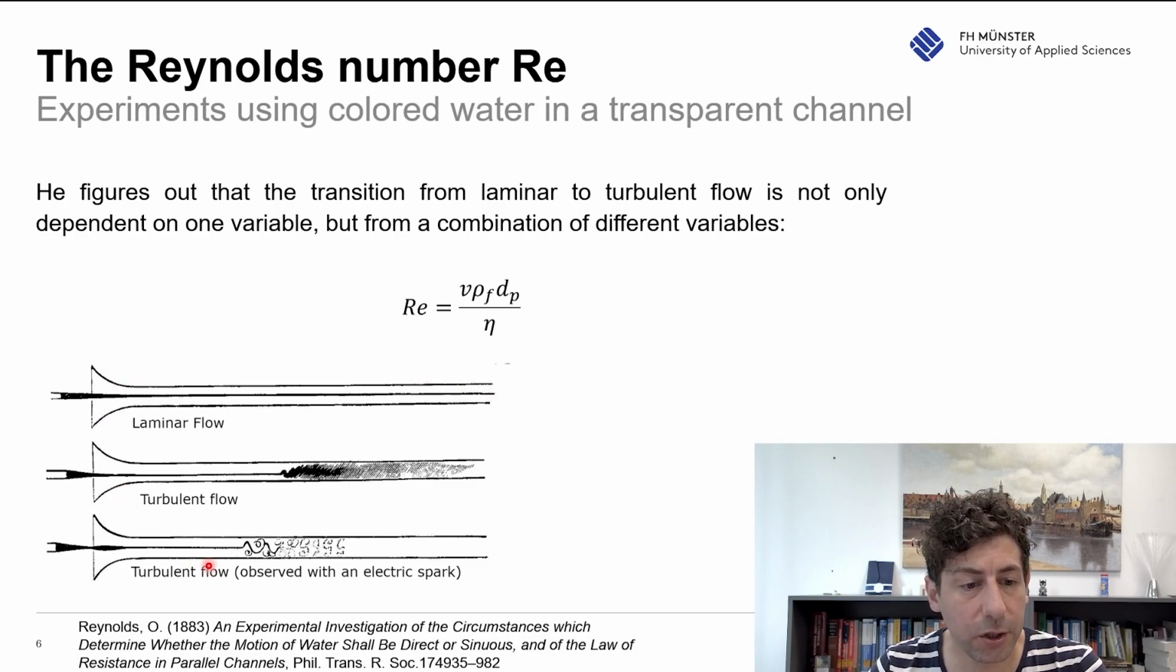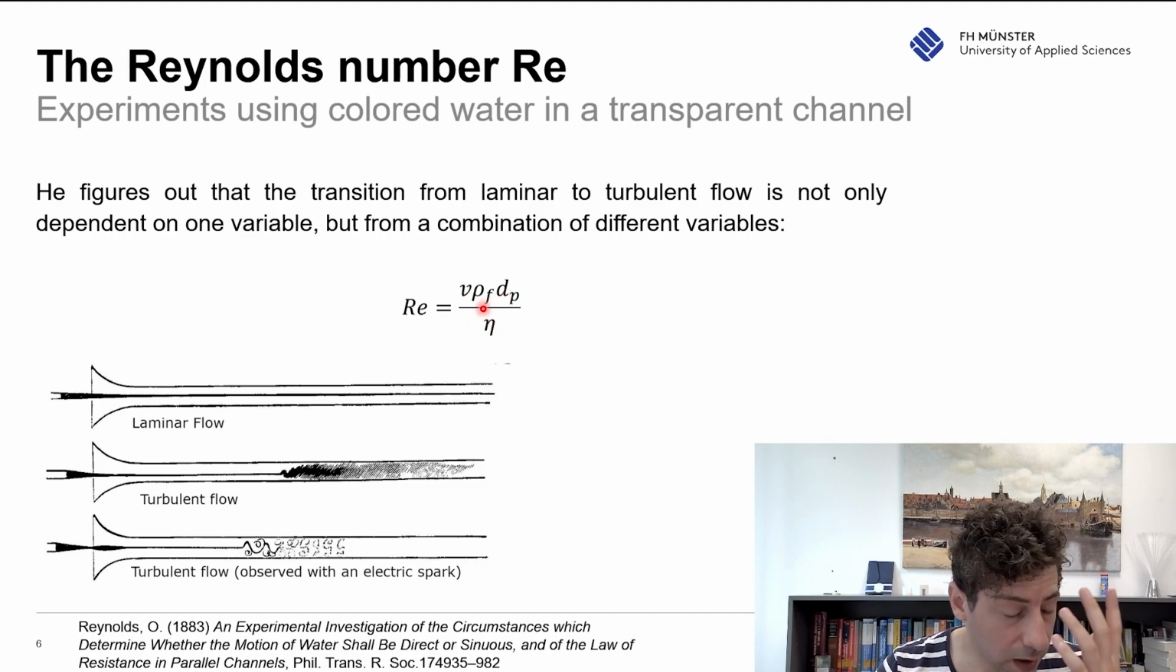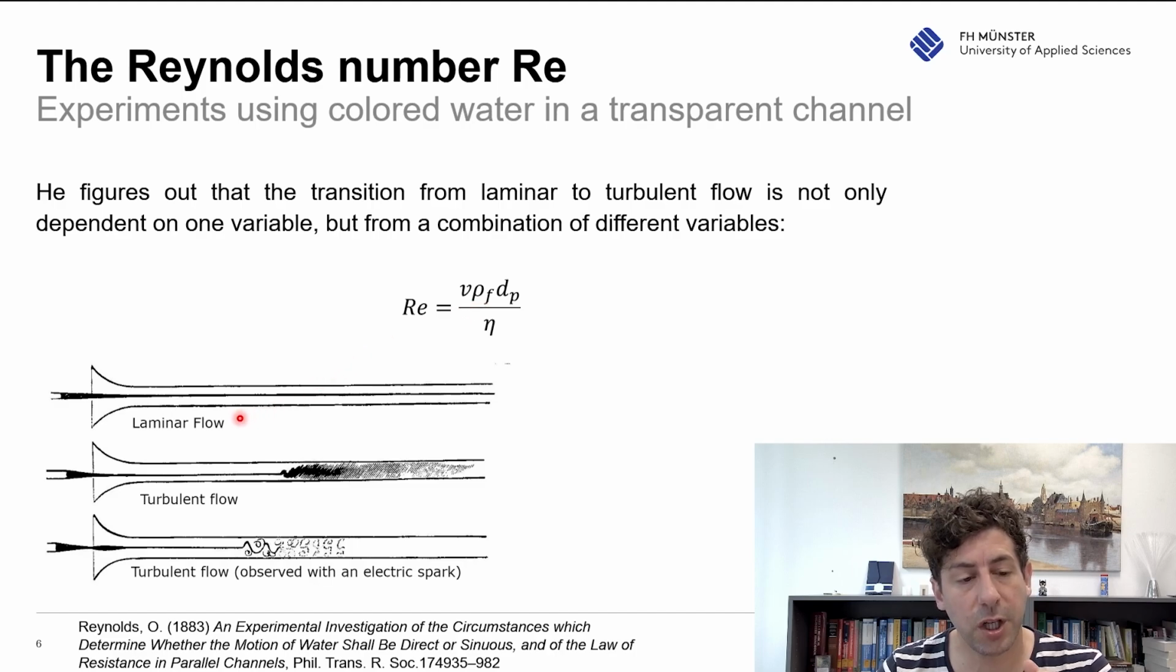So here you see the pictures from his experiments. He used colored water in a transparent channel, and then he changed different properties like the velocity, the diameter of the channel, viscosity, and density. And he realized that the change from laminar to turbulent flow is not dependent on only one variable, but on a combination of different variables. And he stated this combination, a dimensionless number, in his paper, and afterwards it was called the Reynolds number.